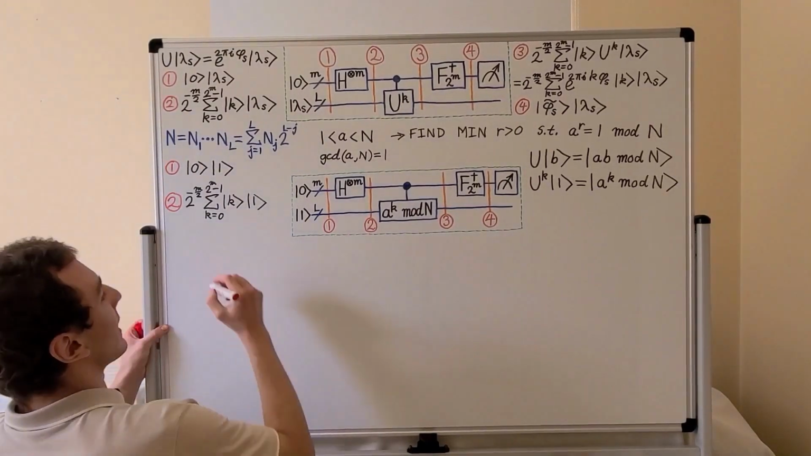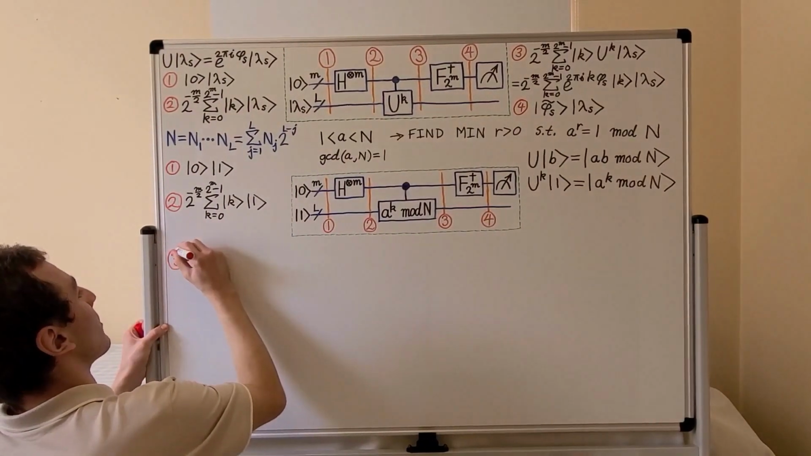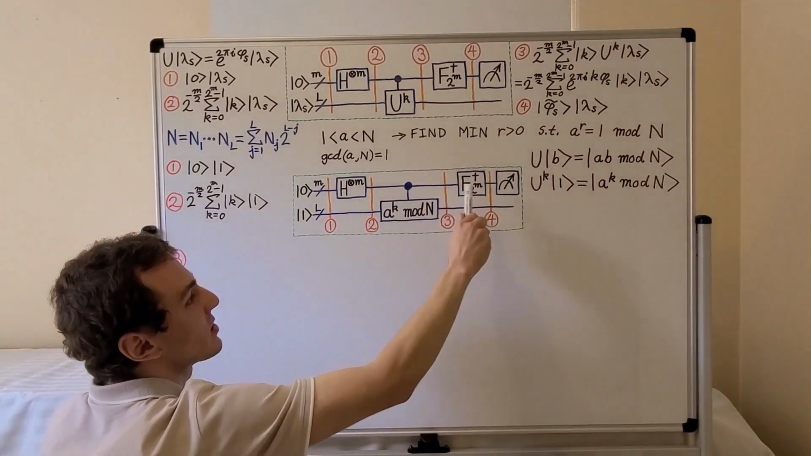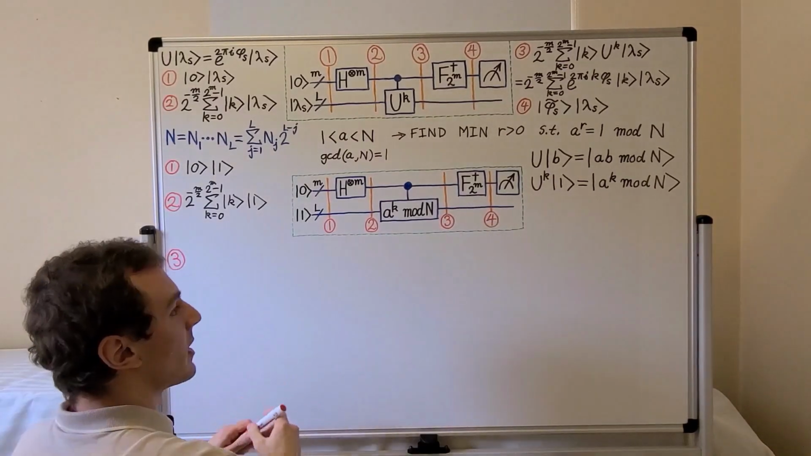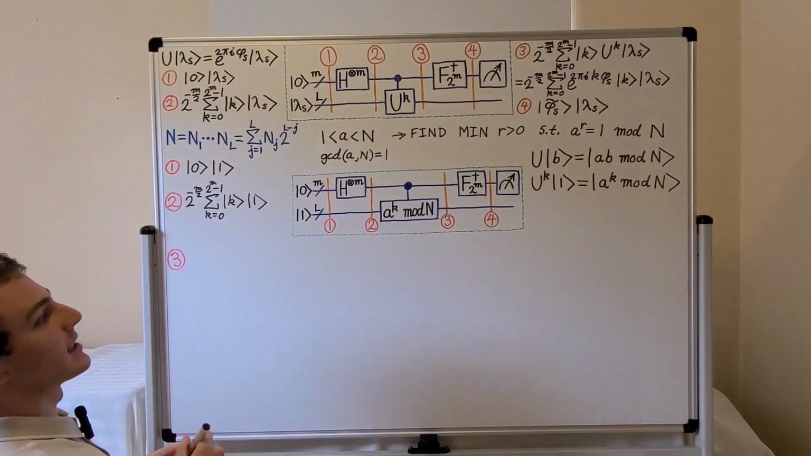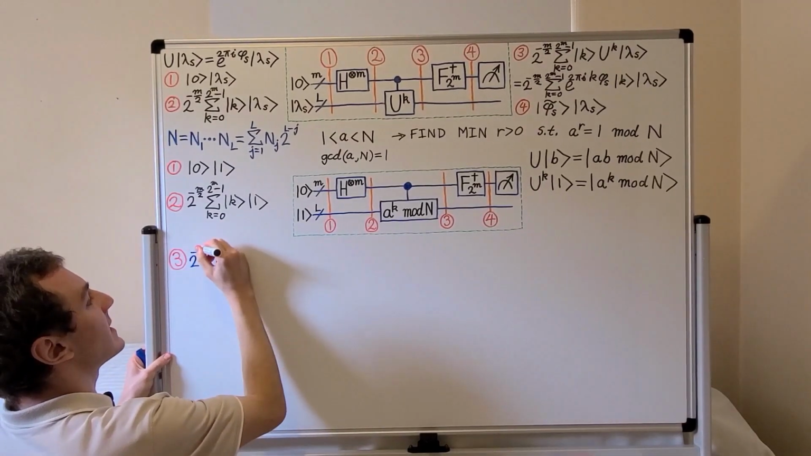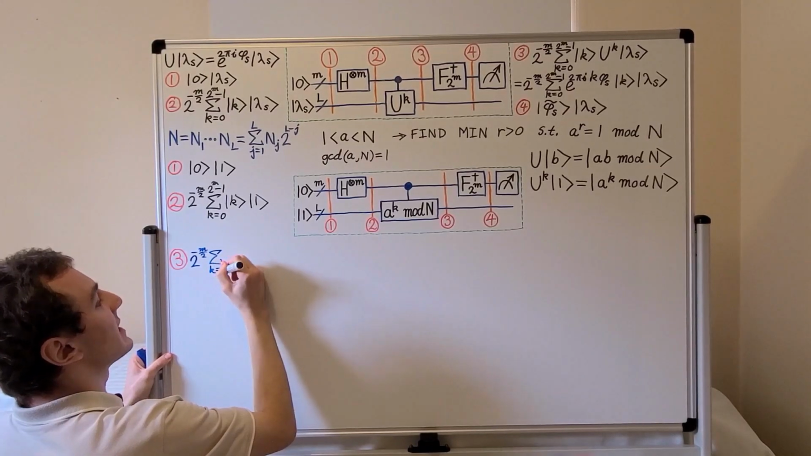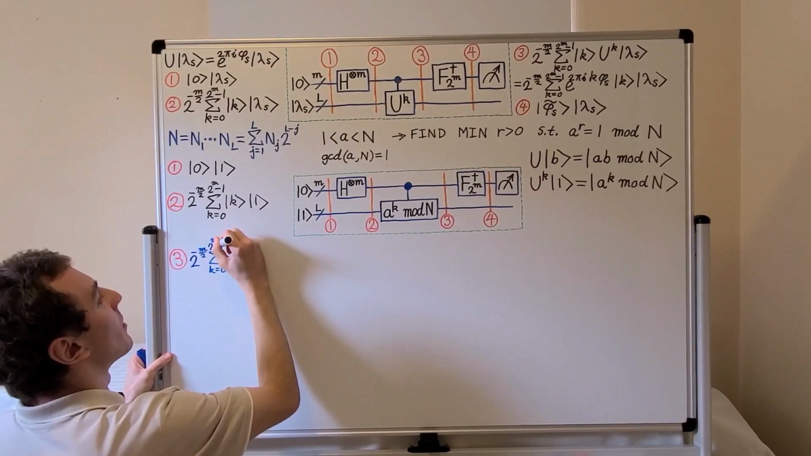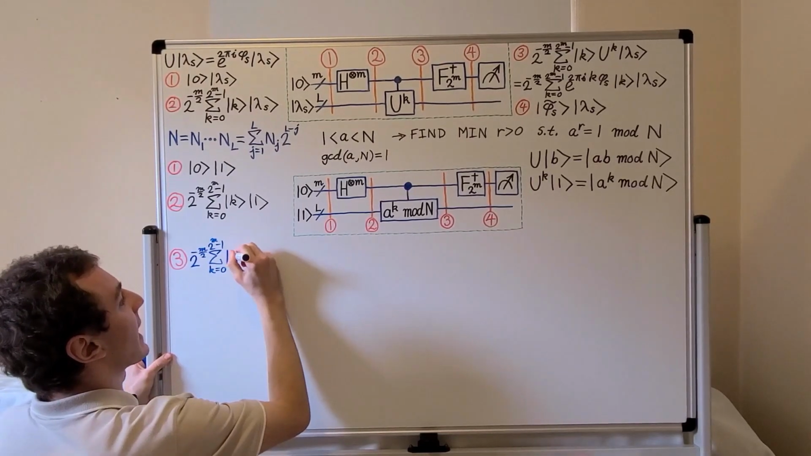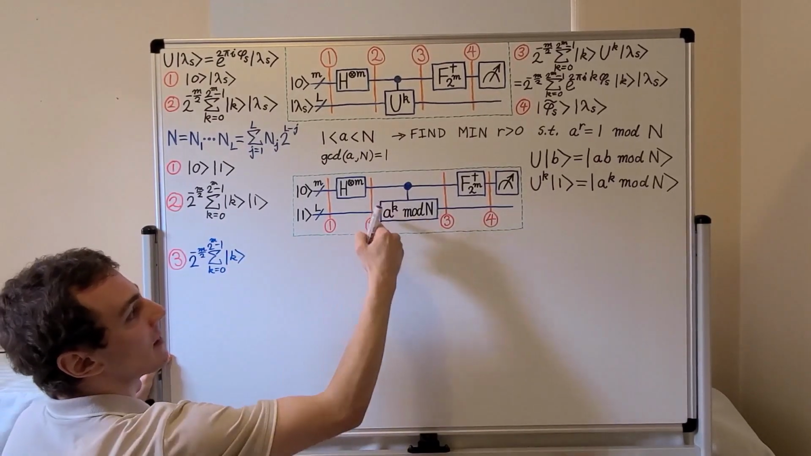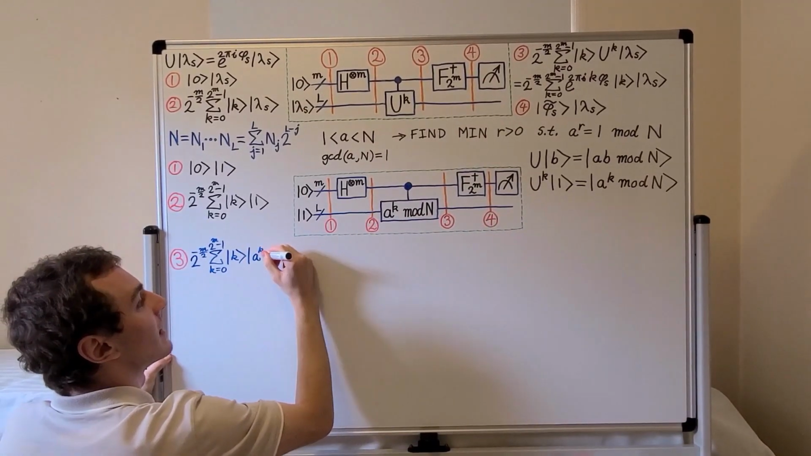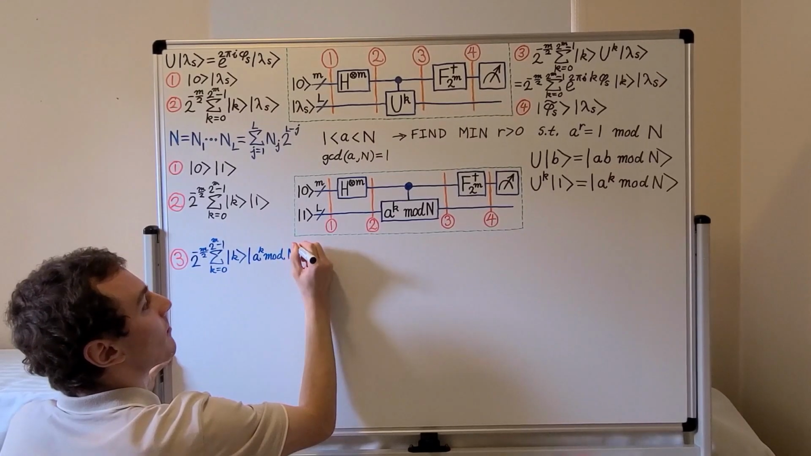So step 3 is going to be very important because we're preparing a state that in the end, we're going to apply this inverse quantum Fourier transform to. But what is this state? So the state, which I'll write down here, is going to be 2 to the minus m on 2 times the sum going from k equals 0 up to 2 to the m minus 1. And then we're going to have ket k followed by the state that we get from applying U k times. So that is a to the k mod n.